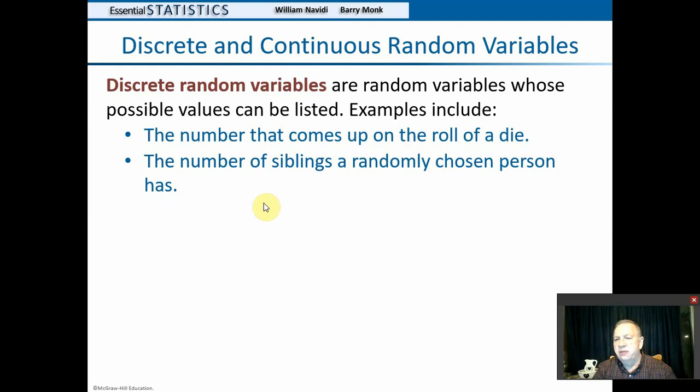A continuous random variable is just like it says, it can be anything continuous. So if you consider something like weight, it could be 1 pound, 1.1 pound, 1.0001 pound. So there are a lot of numbers between the two. Anytime I find two numbers, I can go halfway between them. So the number that comes up on a roll of a die would be a discrete random variable. The number of siblings a randomly chosen person has is a discrete random variable. We grab a person and ask, how many siblings do you have?